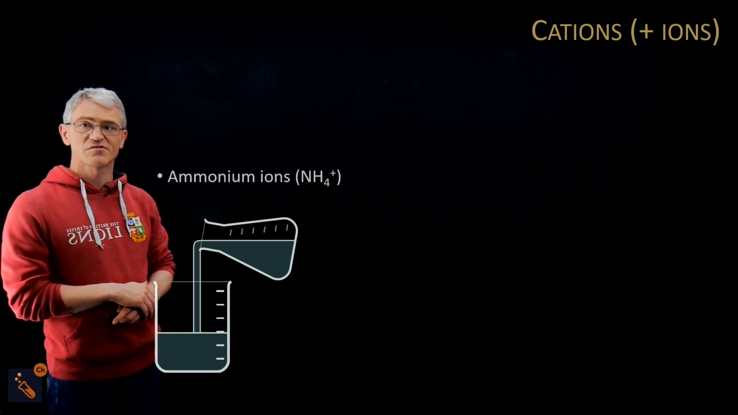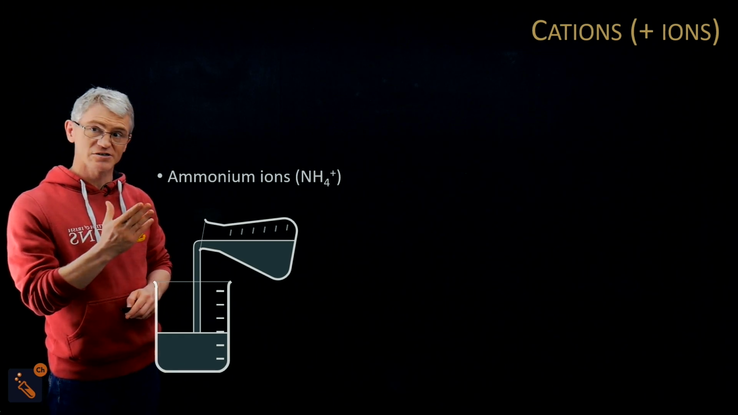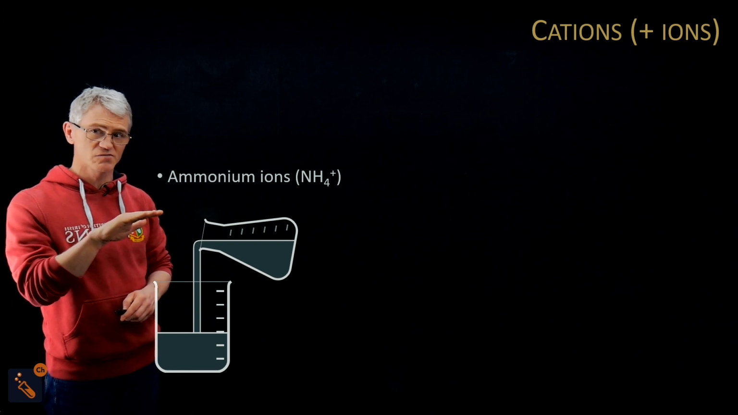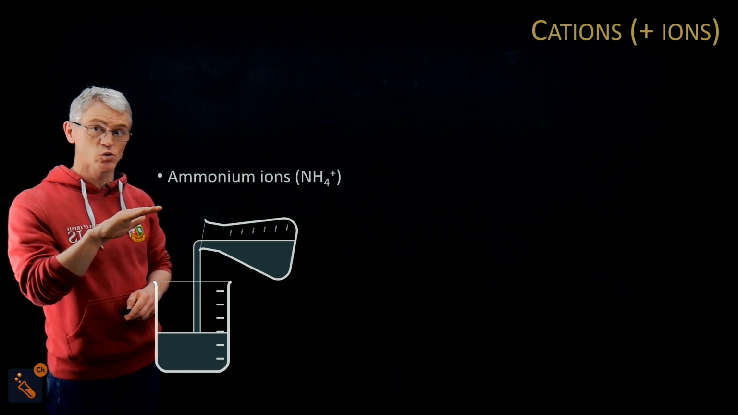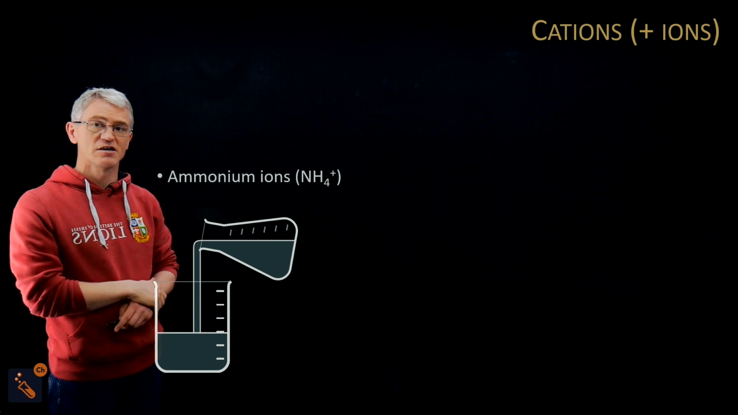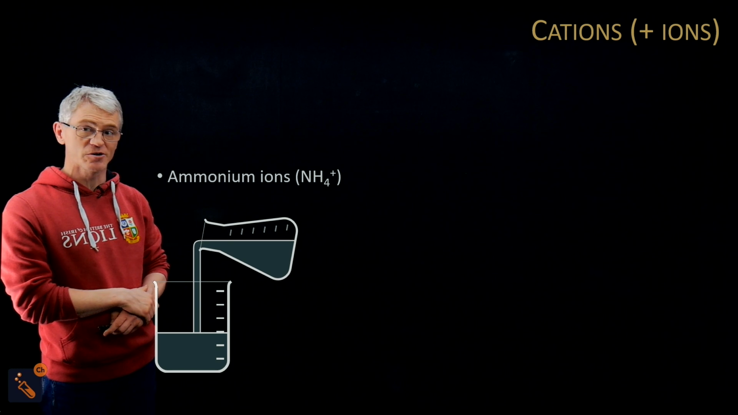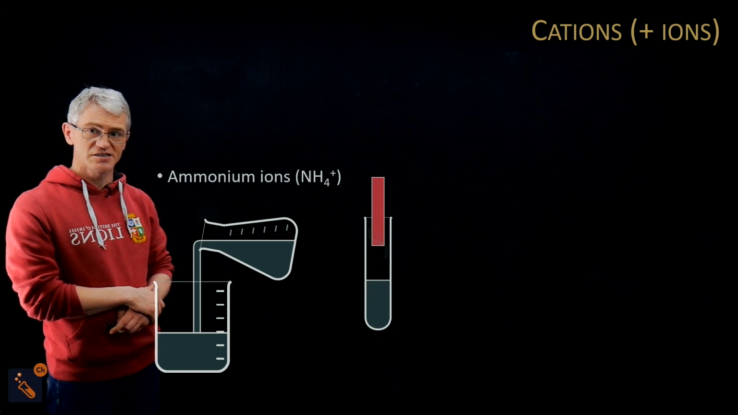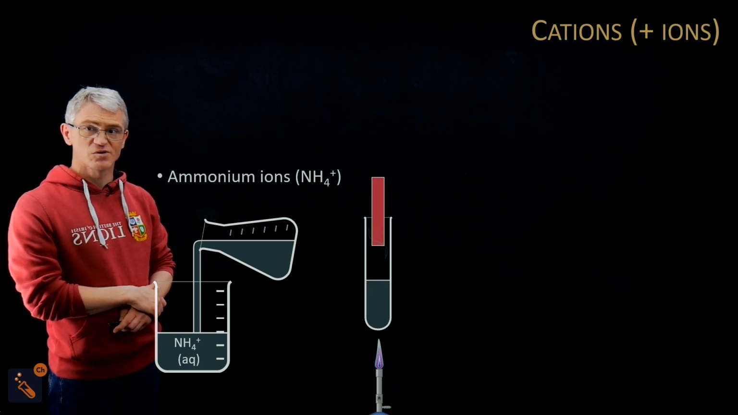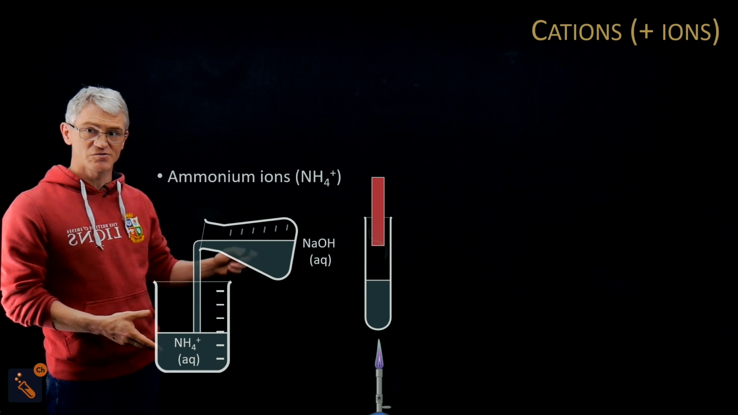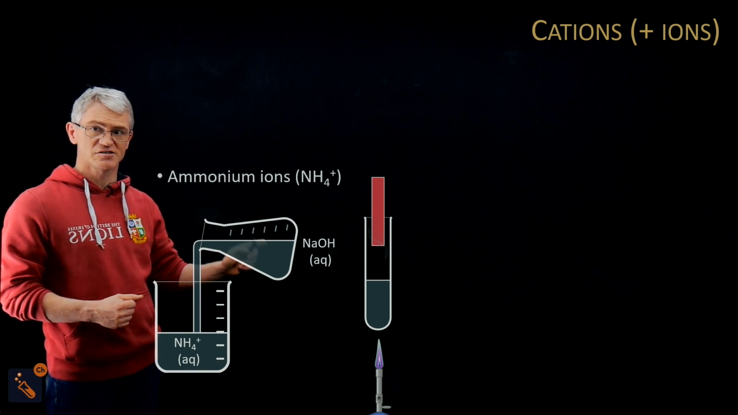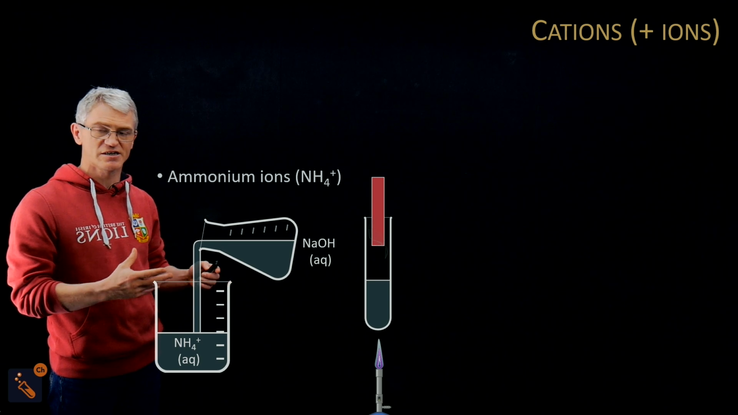Let's start off with our cation. We have only one cation, so it means you don't need to know metal ions and flame tests anymore. You just need to know one cation, one positive ion, which is the ammonium ion. Now what you do is this. We have our NH4 and we add to our NH4 sodium hydroxide. So this is our sodium hydroxide, we're pouring it into our NH4.